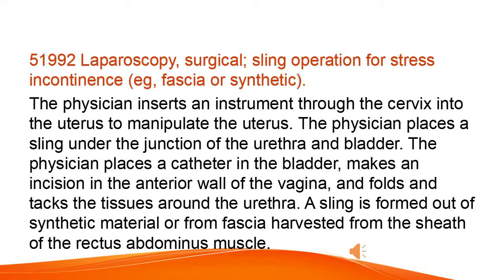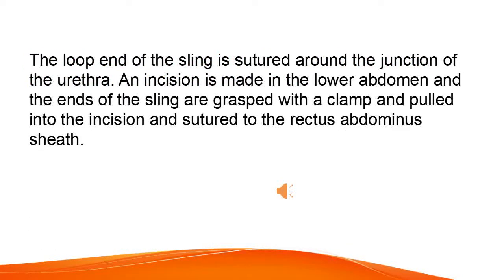A sling is formed out of synthetic material or from fascia harvested from the sheath of the rectus abdominis muscle. The loop end of the sling is sutured around the junction of the urethra. An incision is made in the lower abdomen and the ends of the sling are grasped with a clamp and pulled into the incision and sutured to the rectus abdominis sheath.